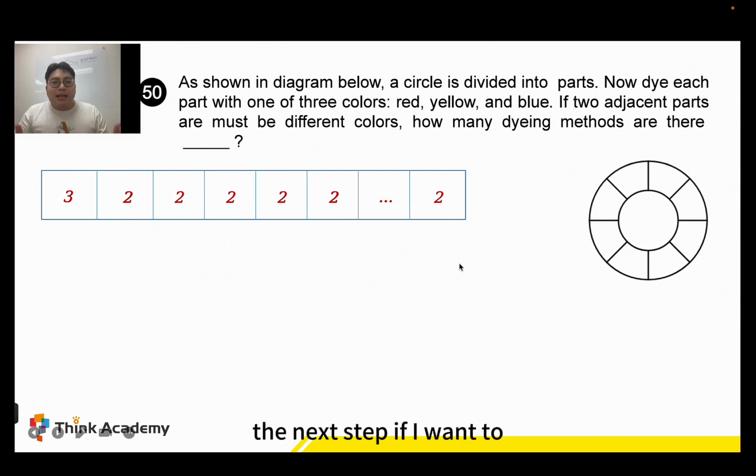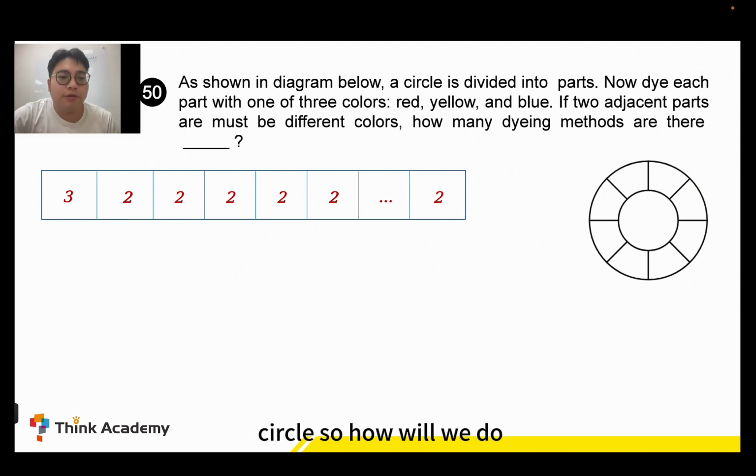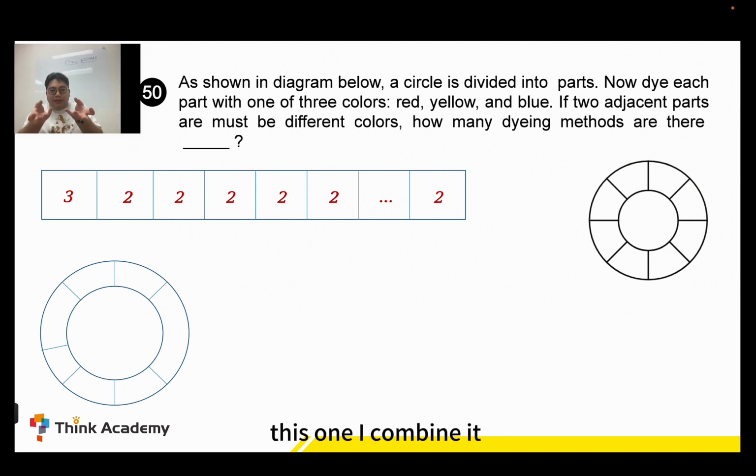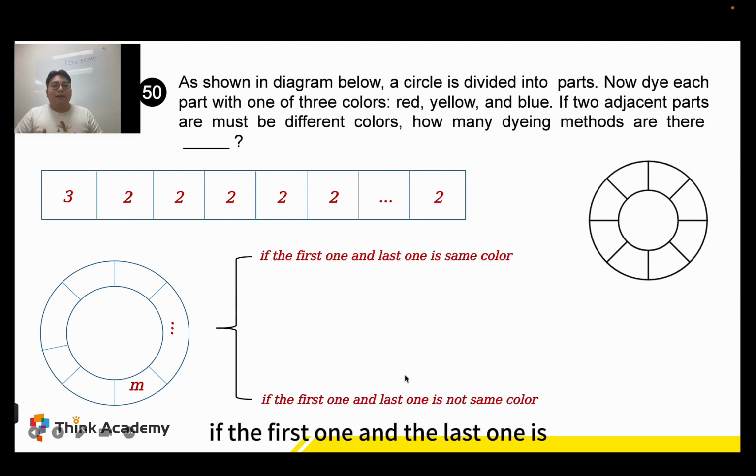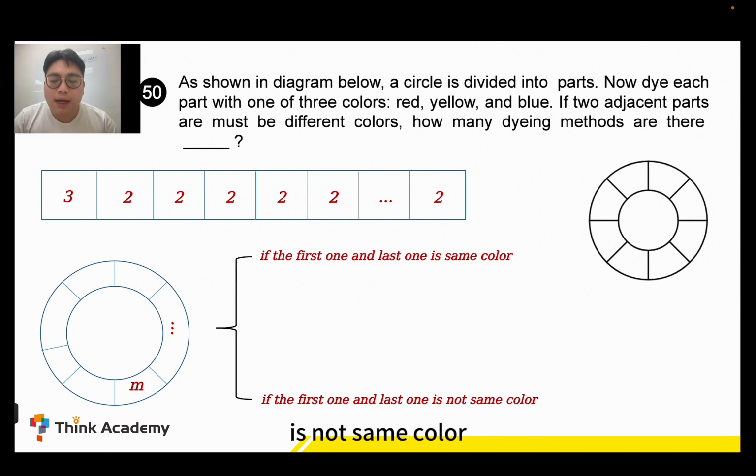With the next step, if I want to bend this straight rectangle into a circle, how will we do it? I combine the ends and it becomes a circle. How many parts do we have? We can assume we have m parts. So for this new circle with m parts, we have 2 situations. The first situation is that the first one and the last one are the same color. The second situation is that the first one and the last one are not the same color.